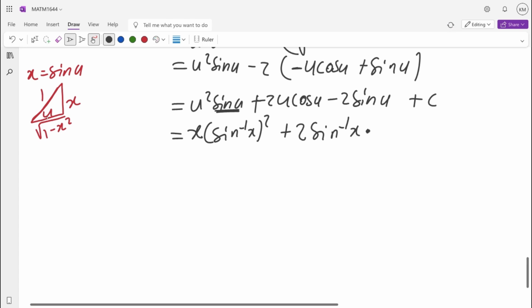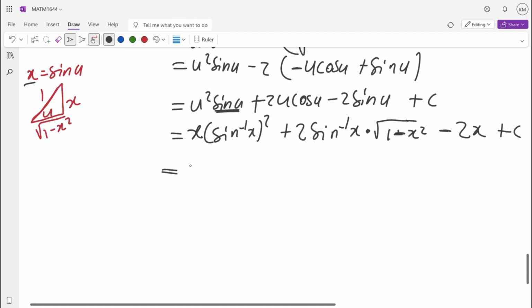What is cos of u? We go to our right angle triangle. We know that for cos we have adjacent over hypotenuse, so that is square root of 1 minus x squared, just like that. Then minus 2 sine u. Sine u is just x. So we plug x right there, then plus c.